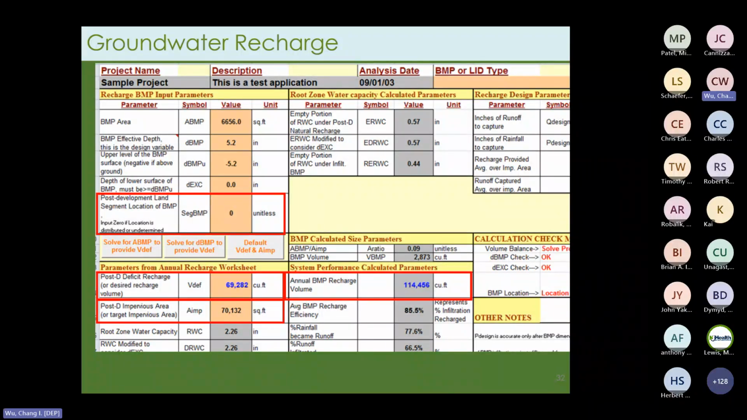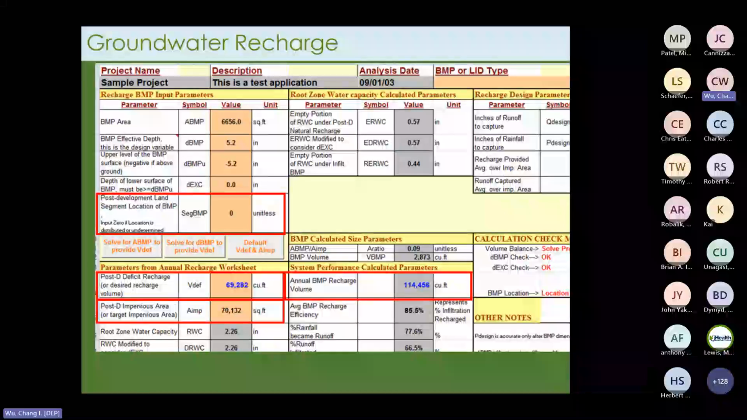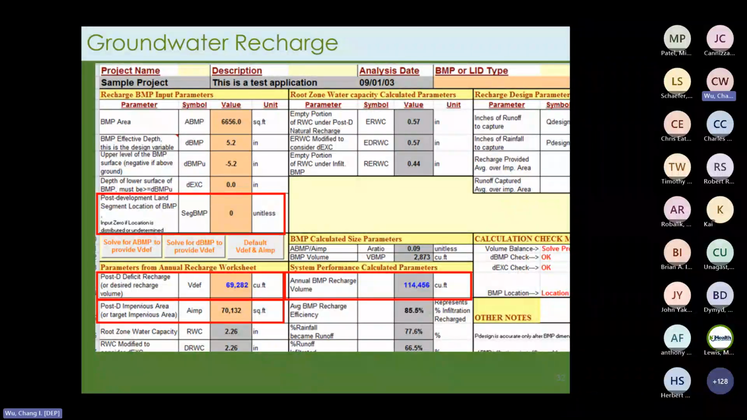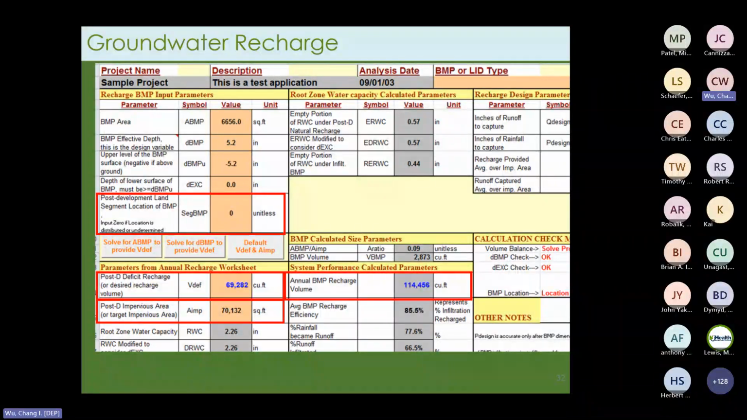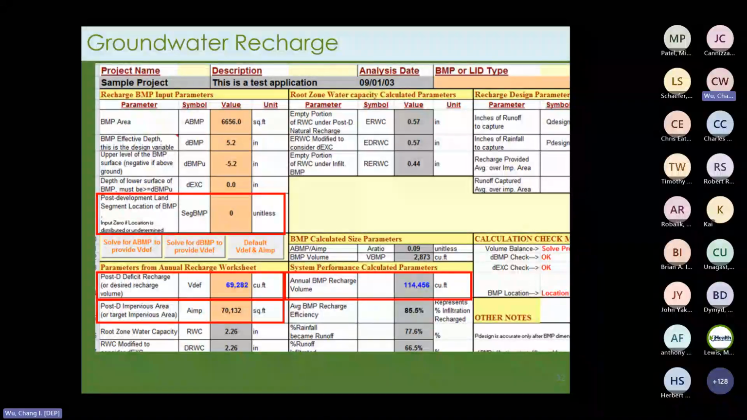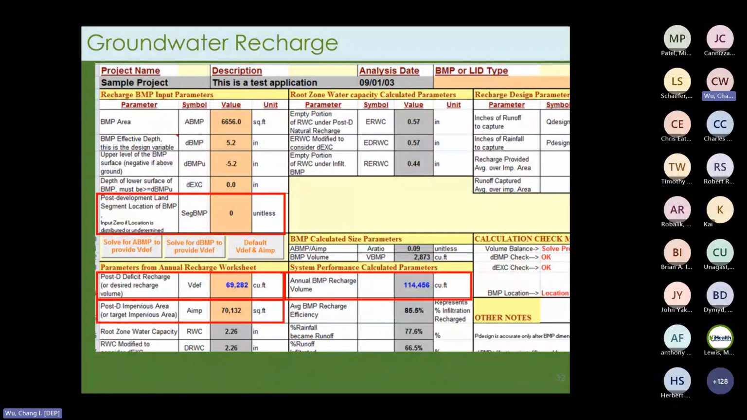After you complete the first page and you know the annual deficit volume, you will continue on page 2, check the dimension of the BMP and location of the BMP to determine whether the BMP you design will overcome the deficit.